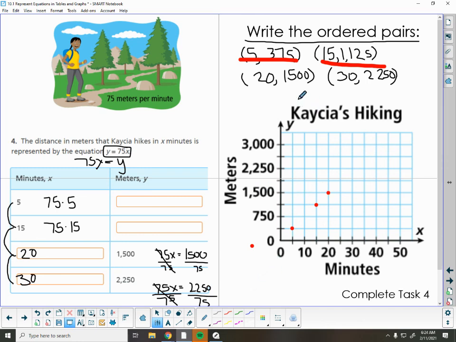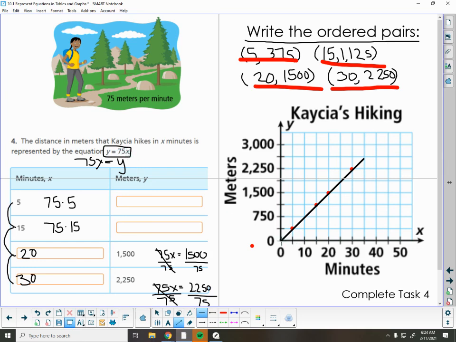1,500 here. And then my next one is over 30, up 2,250. So when I connect these, I start at 0, 0. I can see it is making a perfectly straight line. So even though my dots aren't all spaced out evenly because they weren't all 10 minutes apart, some of them were 5. This one went right 5, this went 10, this went 5, this went 10. These are a constant pattern because this equation gave us the same thing over and over, 75 every minute.